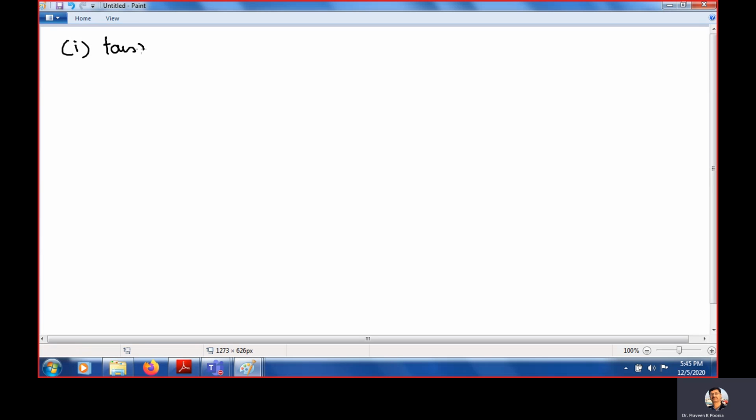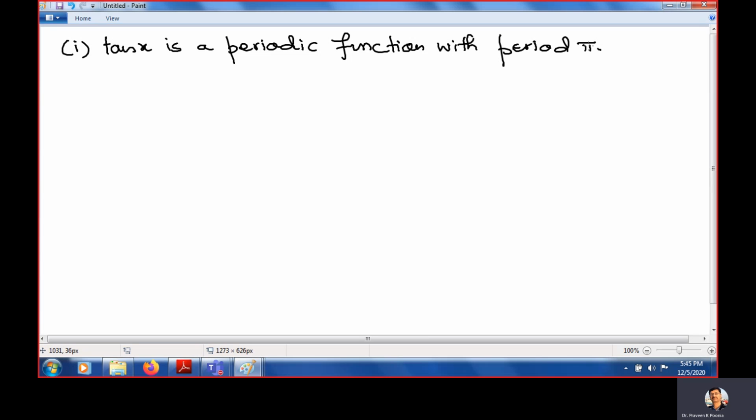Tan x is a periodic function with period pi. Clear? So tan of x plus pi is equal to tan x. So pi is the period. What is the period of sin x? 2 pi. What is the period of cosine x? 2 pi. What is the period of tan x? Now it is pi. Okay.